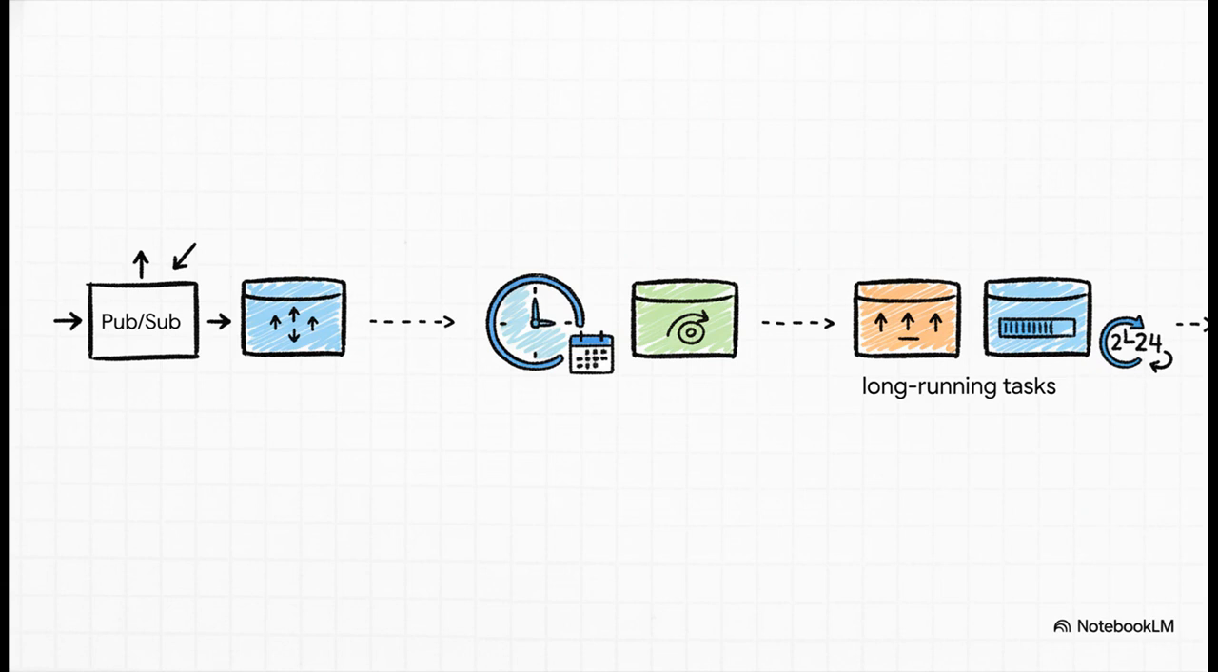But it's not just for things that respond to web requests. Cloud Run is also a beast for back-end processing. You can have it process streams of data from Pub/Sub, run scheduled jobs every hour, or even execute really long-running data processing tasks for up to a full 24 hours.